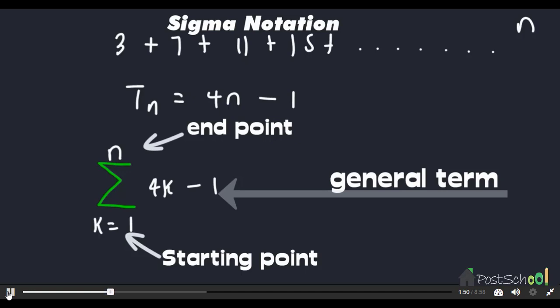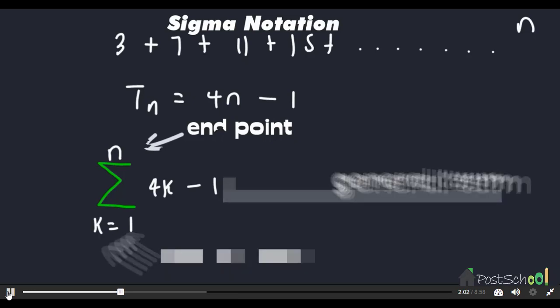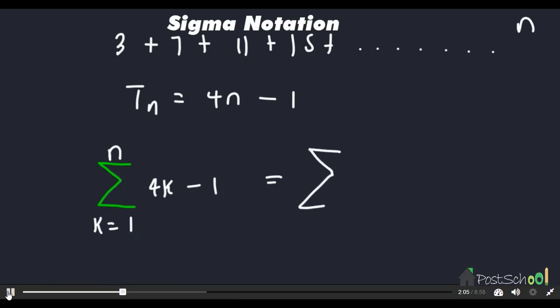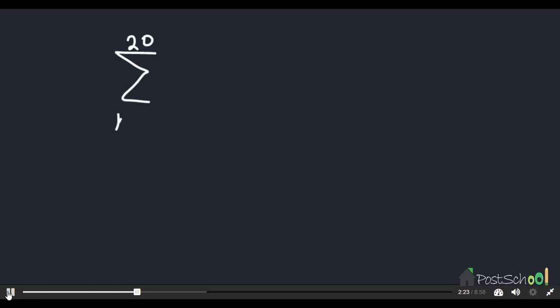The reason why we are writing k instead of n is that since I'm going to be writing n at the top, I'm going to confuse variables if I write n and n, so I have to change. The letter doesn't matter. This is also equal to the sum to n of 4p minus 1 starting at p equals 1. It doesn't matter, this is still the same as that. Okay, so let's look at this one. This is 20, this is k equals 1, and this is 4k minus 1.